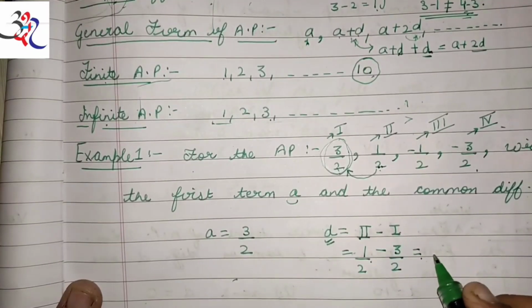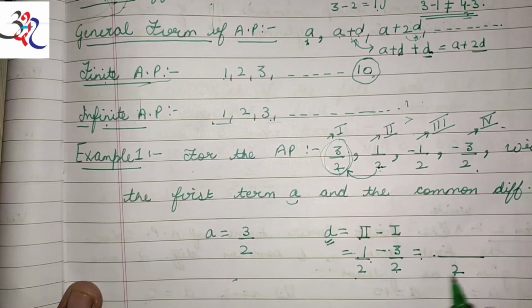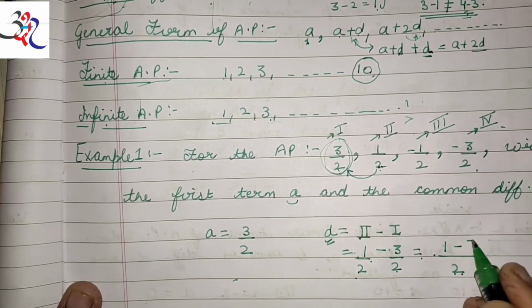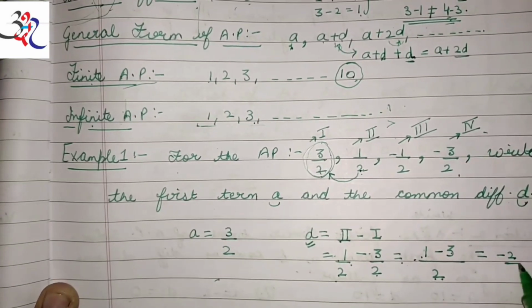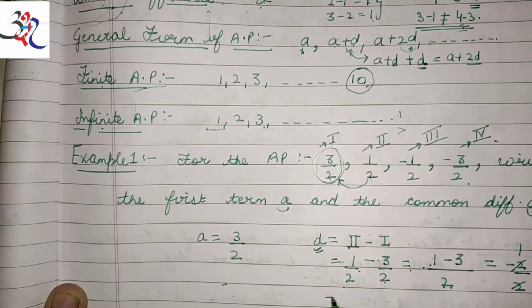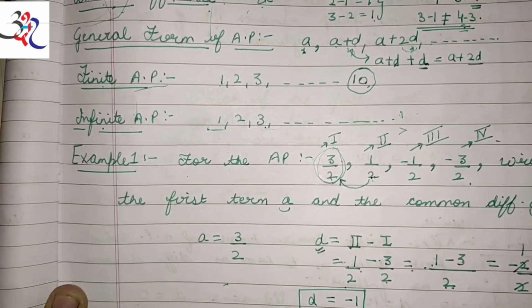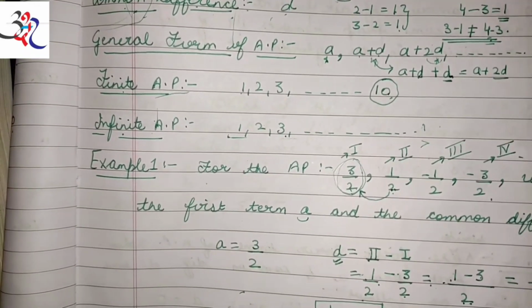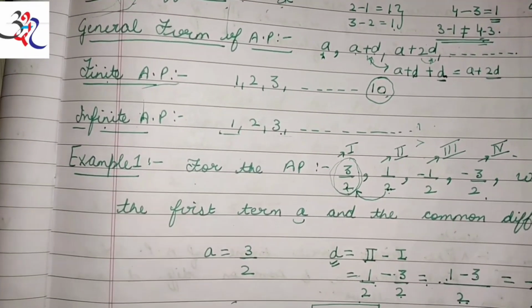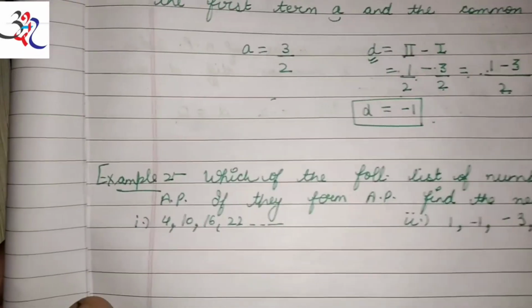So we will get our answer in negative. So 2 will be the LCM for both. So 2 and 2 will get divided. So I will get 1 minus 3, so my answer will be minus 2 by 2, which is equal to minus 1. So my common difference is equal to minus 1. So this is the process which you have to use in the complete exercise 5.1 to find out what is A and what is B.